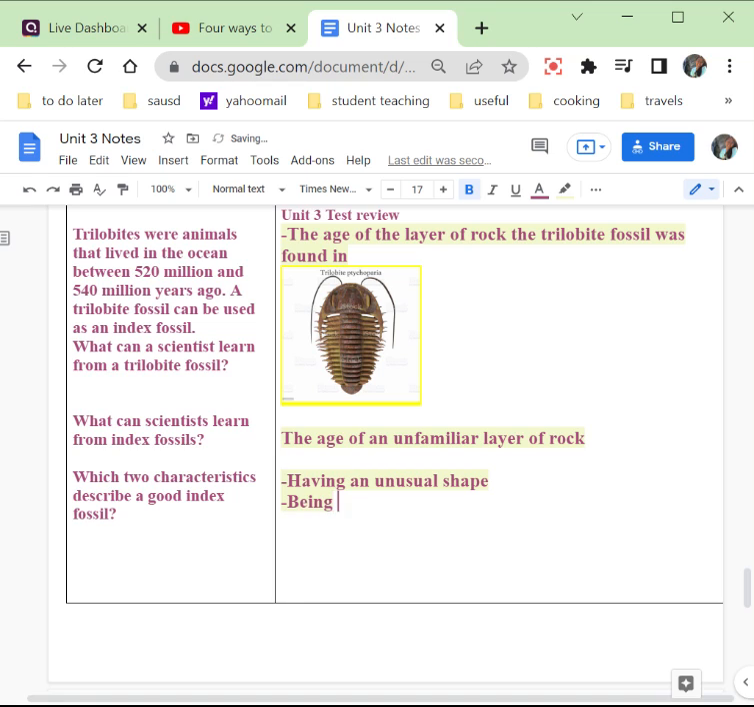And the second one is that it can be found in many regions. So if it's not found in a lot of regions, they wouldn't be able to use it as much as an index fossil, right? Because they were able to find the trilobites in a lot of different regions, so it's a good index, and they can use it to determine, okay, if we see a trilobite, these other fossils must also be 520 to 540 million years ago, approximately.